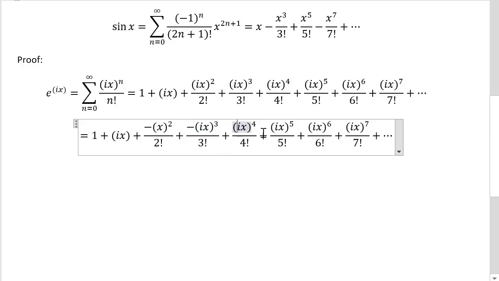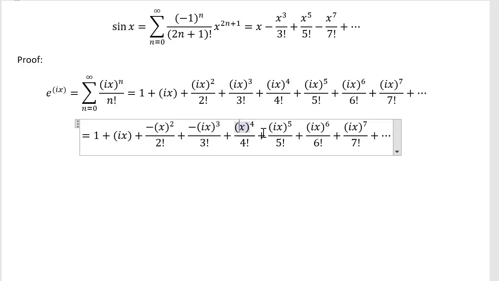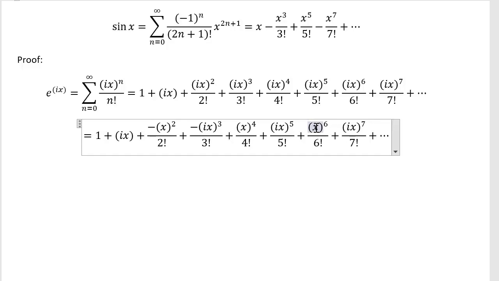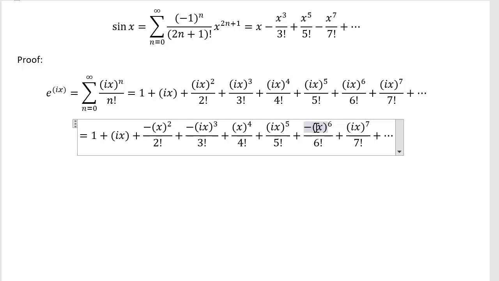i to the 4th. Remember, that's the one that turned into 1, so every multiple of 4 from now on will give you a value of 1. So let's get rid of that i. i to the fifth is i. i to the sixth is negative 1. Oh, I'm sorry, it's negative i.